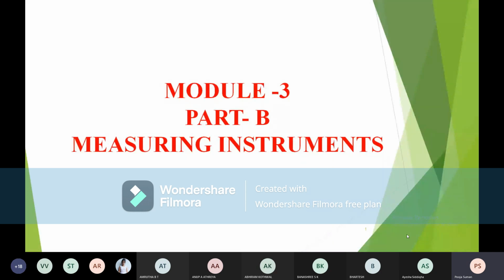So which instrument is used to measure voltage? Voltage measure ಮಾಡಕ್ಕೆ ಯಾವ instrument use ಮಾಡ್ತೀವಿ? Which instrument is used?